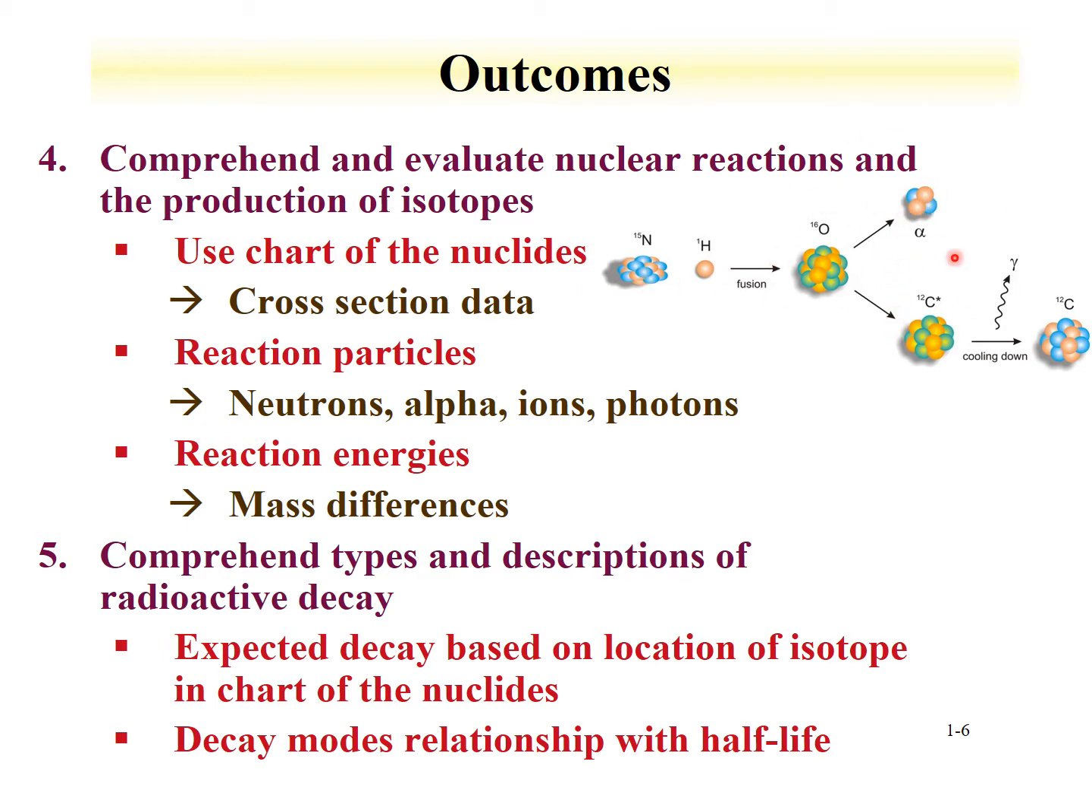There's an alpha particle decay that makes carbon 12. That's in an excited state. It gives off a photon. Now makes a ground state carbon 12.